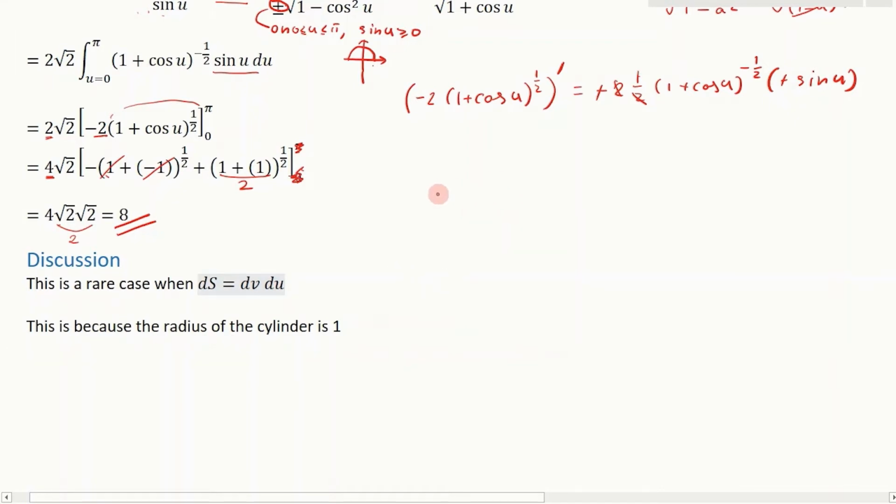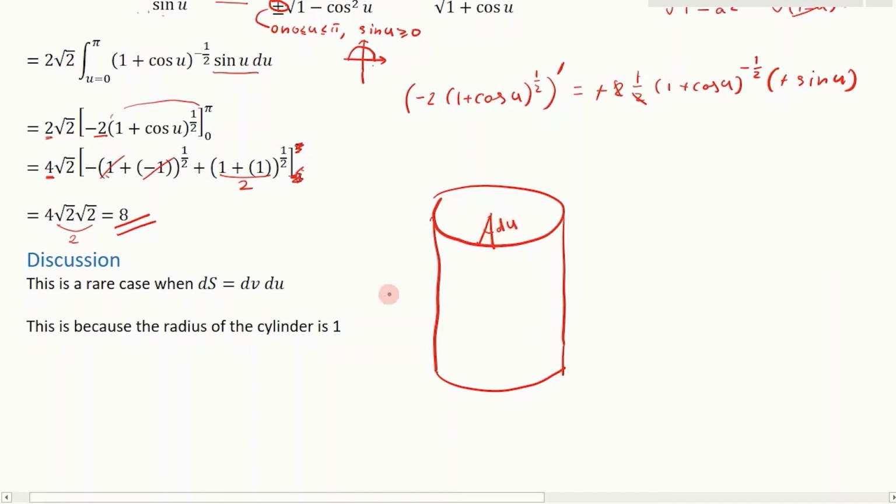That's because we're integrating over a cylinder, and we know that u physically means this angle. So du means this change in radians, and dv is this, the height.